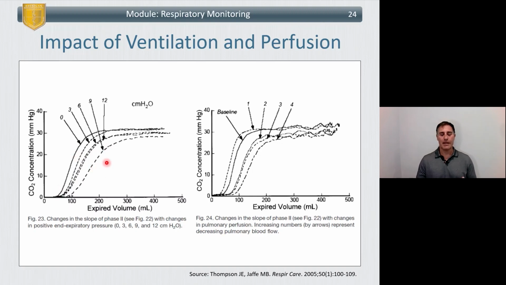gradual, so less steep. And this is the phase 2 changes we were talking about. And then notice that where the actual plateau ends up also comes down, and that's the difference in phase 3 that goes with a low flow state, okay? In this case, what we're looking at is the changes in pulmonary perfusion with actual decreasing pulmonary blood flow. So they've experimentally changed the blood flow, and notice that these are pretty identical to one another, okay? And so essentially the changing of the slope and where the plateau lies tells you about blood flow.